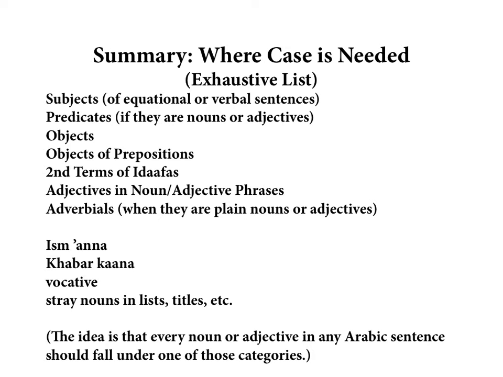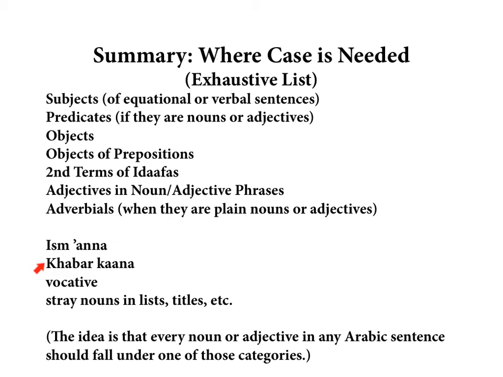preceding a sentence. And in that case, the sentence is required to start with the subject, and that subject must be accusative. And so Ism Anna is like an exception to the subject rule. If you have a sister of Anna before a sentence, the sentence must come right after the sister of Anna, and it must be accusative.